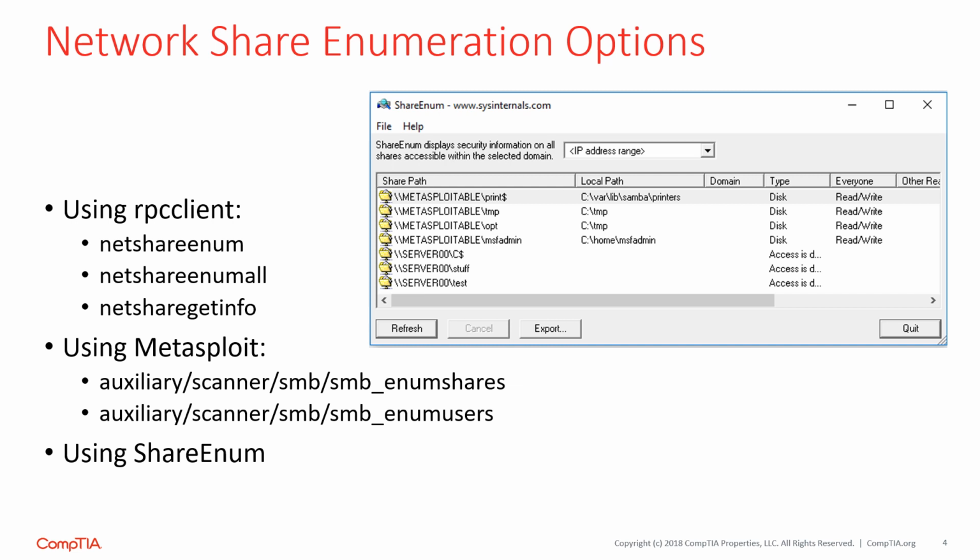In addition to built-in commands, you can use RPC client or Metasploit or Sysinternals, ShareEnum, and other tools to scan for and enumerate network shares. One popular tool is ShareEnum. It is a GUI tool that can scan a domain, workgroup, or IP address range for shares. If you are not in a domain, you may have to supply credentials to view the shares of each discovered device. Hidden shares have names that usually end in a $ sign.